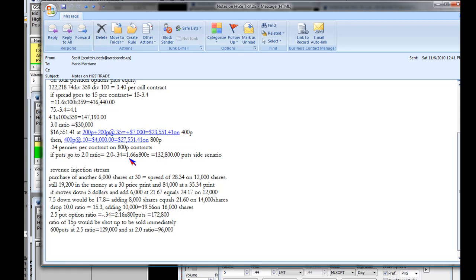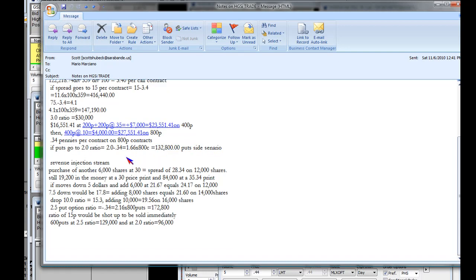And if we had 800 puts at a 3.4, that's a 34 cent ratio total, and we got a 1.6 ratio profit times 800, equals $132,800 in revenue on the put side. And we'll have this all put into an Excel format where it's titled for each one very nicely. But that's what the put side would pay on that scenario. Revenue injection stream, purchase of another 6,000 shares.